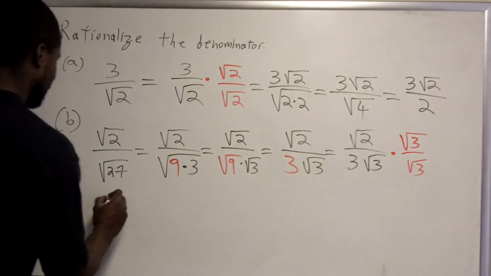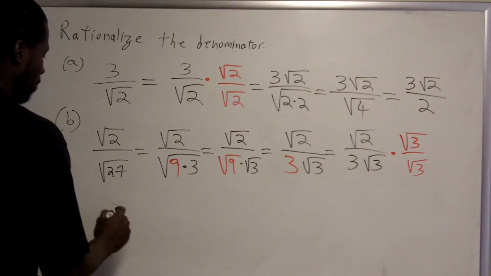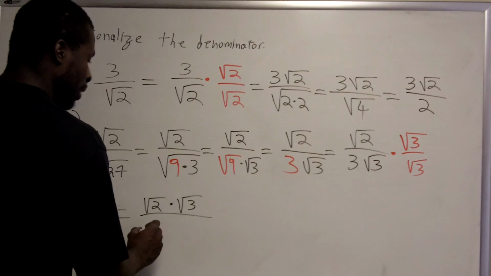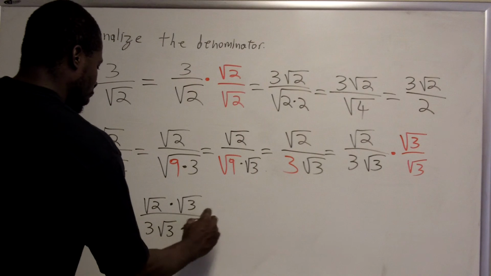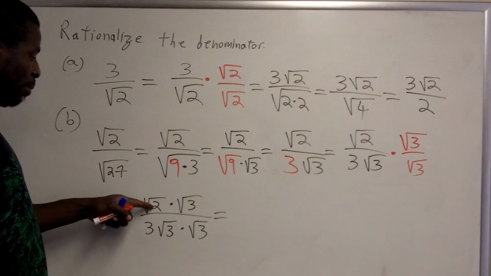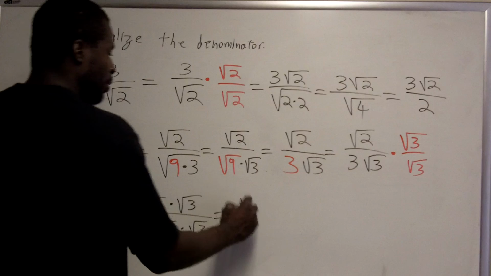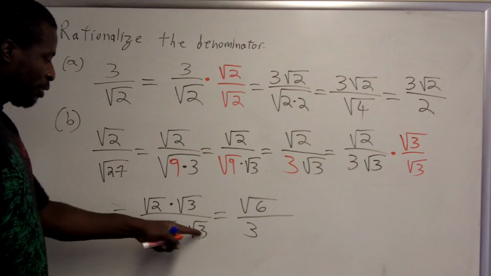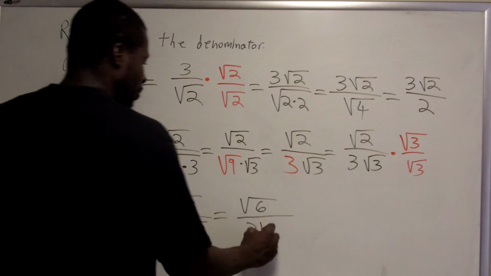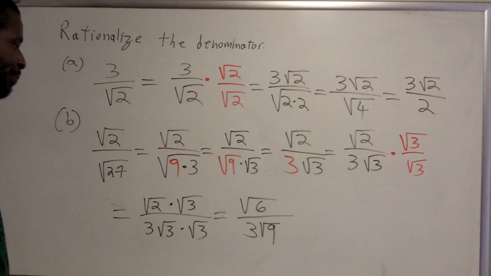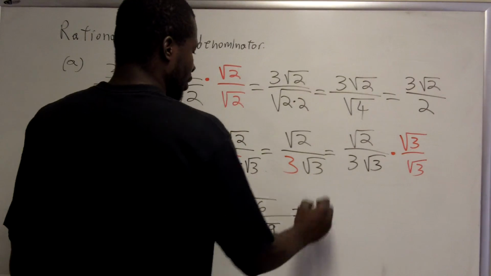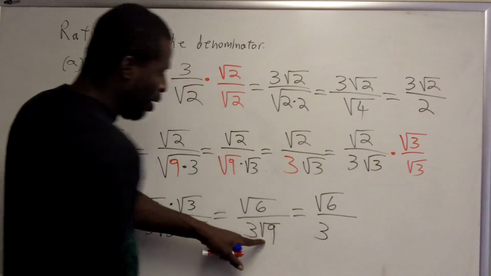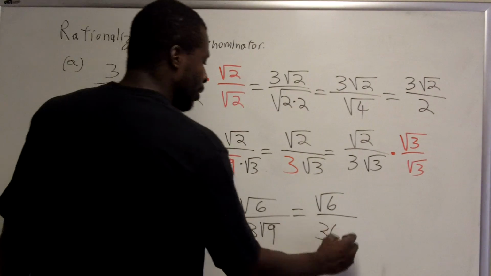So we get this. On top, I'll get the square root of 2 times the square root of 3. On the bottom, I'll get 3 square roots of 3 times the square root of 3. By the product rule, I can multiply these two radicands, so I get the square root of 6 on top. Then I still have this 3 here, and by the product rule, I can also multiply these two radicands, so I get the square root of 9 in the denominator. I know the square root of 9. So it's the square root of 6 on top, and on the bottom, I have a 3 as a factor, but I also have as a factor the square root of 9, which is another 3.